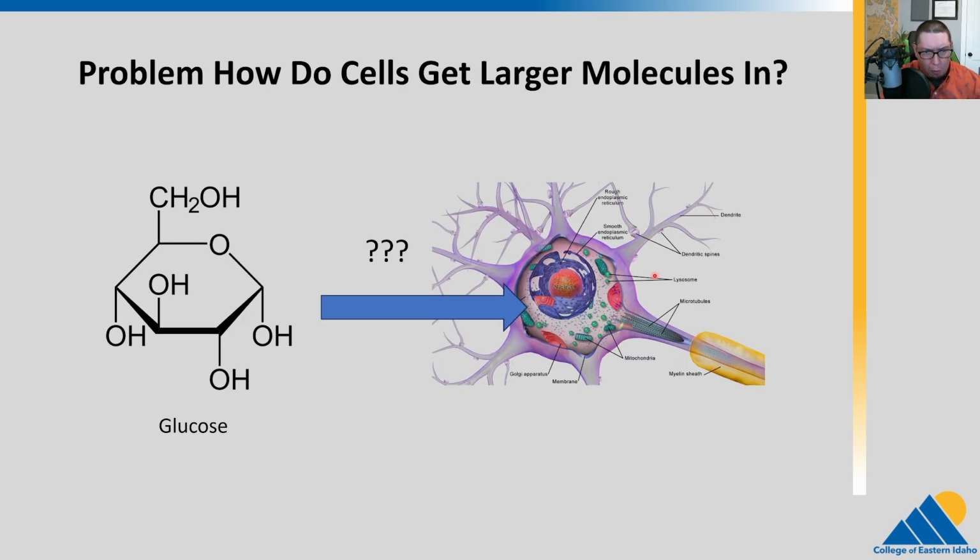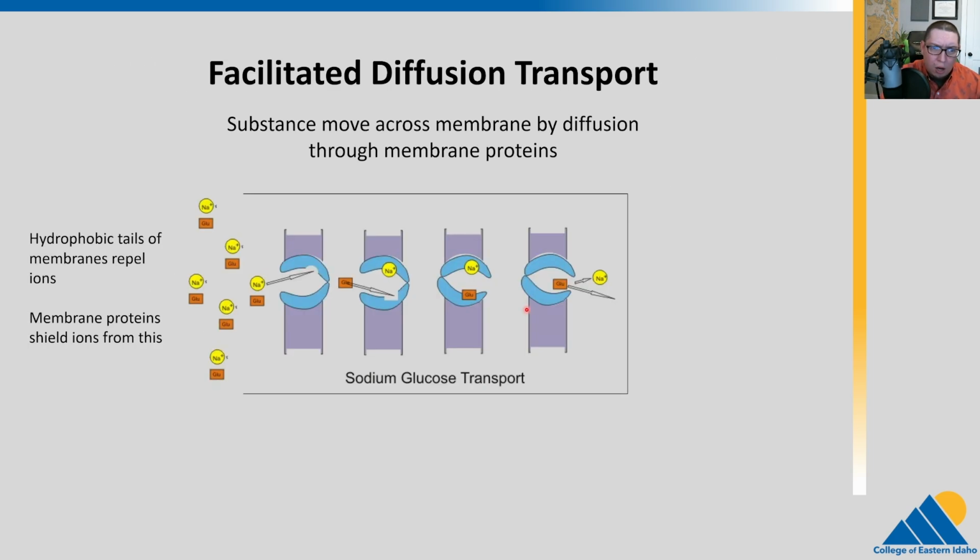Okay, so back to our problem, though. We said big things aren't going to diffuse across the membrane. How do we get glucose into our cells so that we can power them, right? Here we have a neuron that is going to need a lot of energy. Well, this is where a special type of diffusion can occur. This is called facilitated diffusion. Facilitated diffusion uses transmembrane proteins, those integral membrane proteins, to move substances across the membrane.